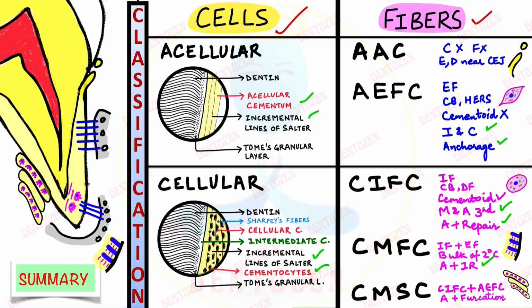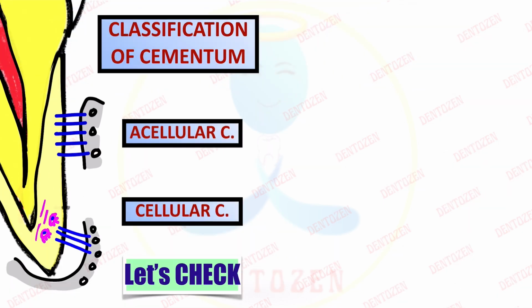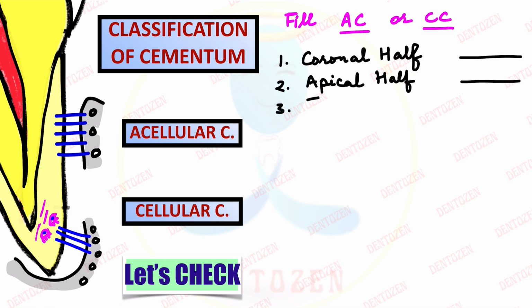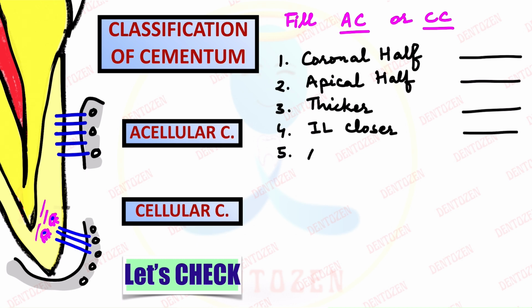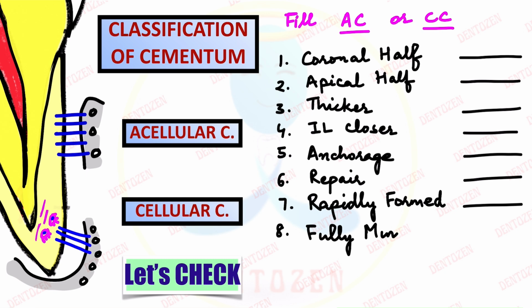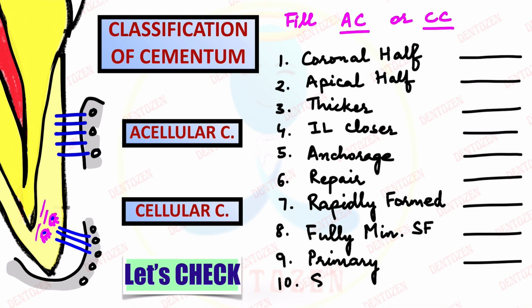Now let's check what you have learned. Fill in the blanks with either acellular or cellular. Which cementum forms in the coronal half, which is seen in the apical half, which is thicker, in which the incremental lines are closer, which provides anchorage, which provides repair, which is rapidly formed, in which Sharpey's fibers are fully mineralized, which is primary, and which is secondary.